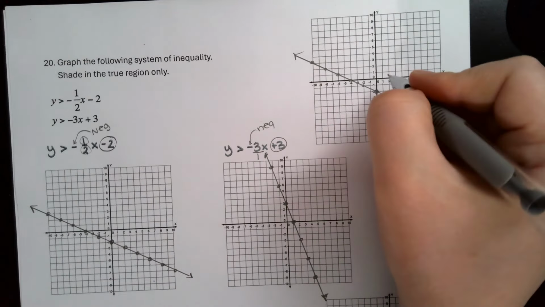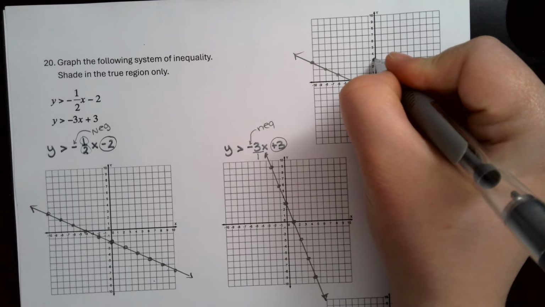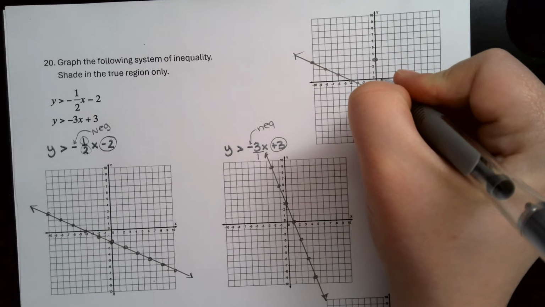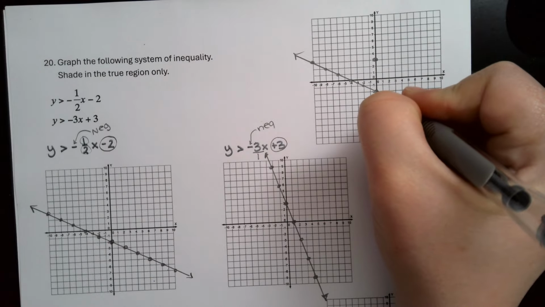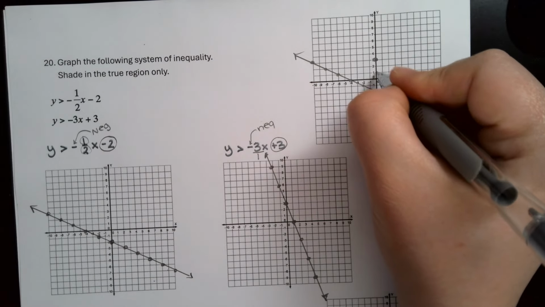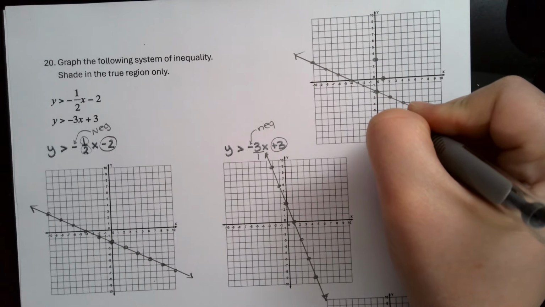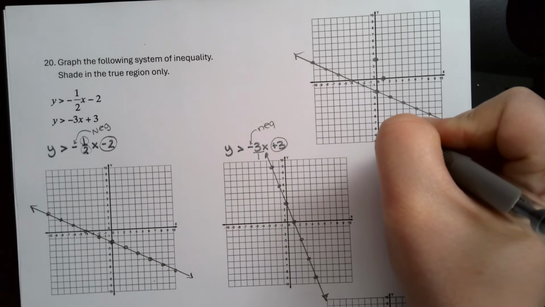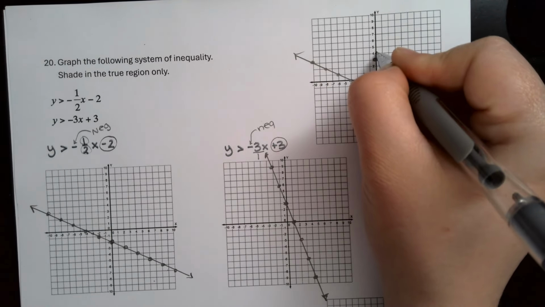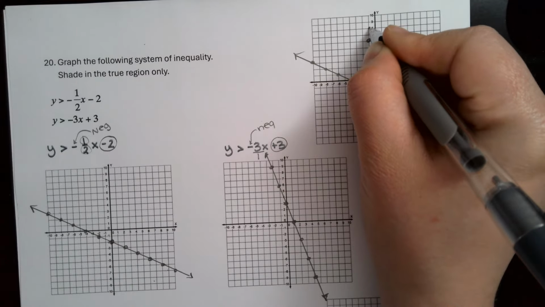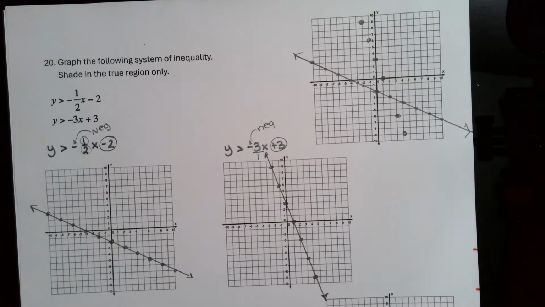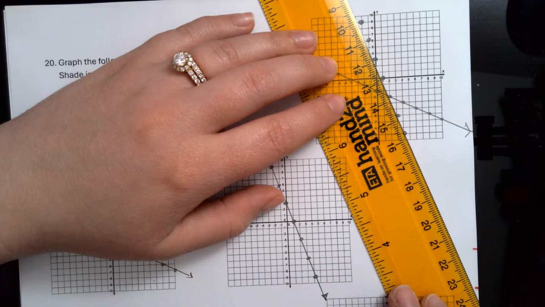Same thing here. Find your +3. Go down 1, 2, 3, 1. Oops, I didn't mark it. 1, 2, 3, 1. And then go back, 1, 2, 3, 1. Perfect. Connect.